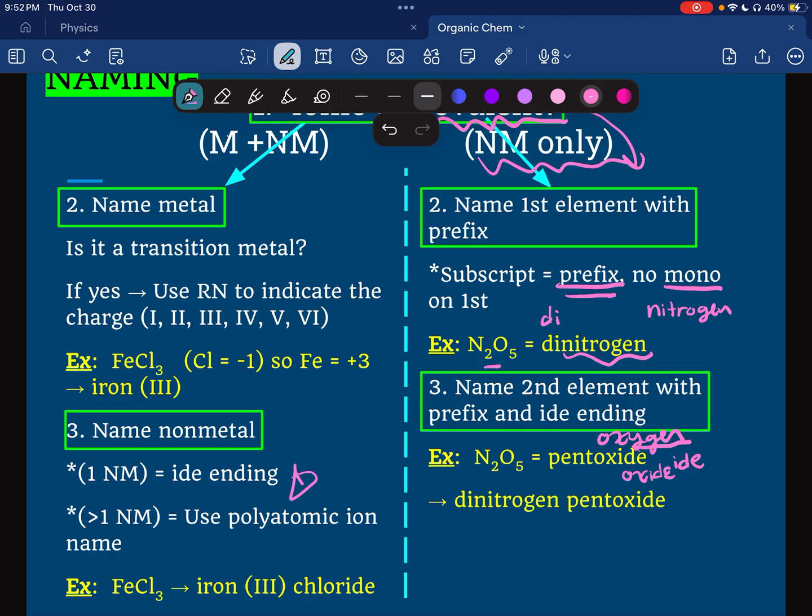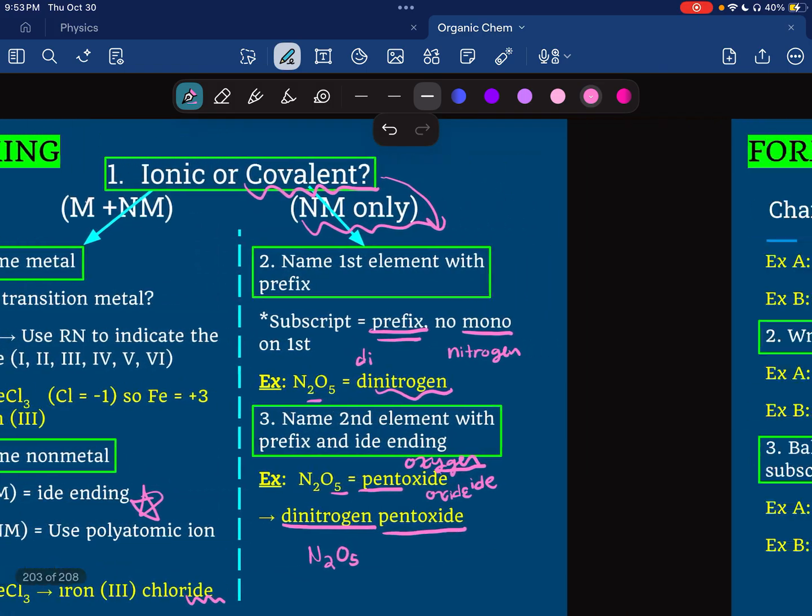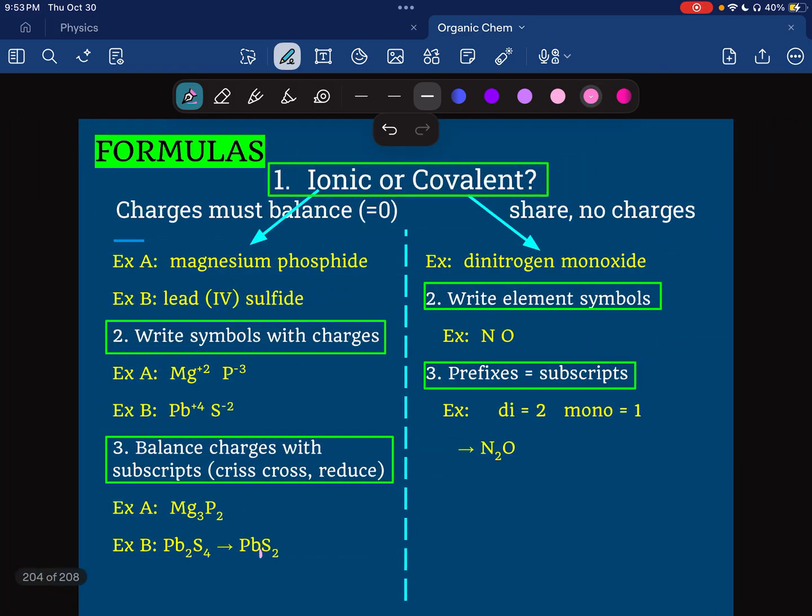It's the same as this. Our last element has that "ide" to it. And then there's 5 of them, so it's going to be pent for the prefix. So you have dinitrogen pentoxide, and if she gives you this, it says dinitrogen pentoxide, you should know to write out N2O5 for the empirical formula.